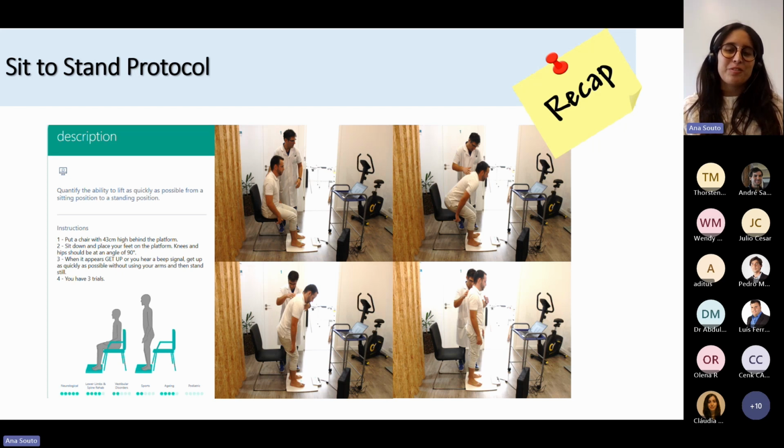So let's move to the sit-to-stand protocol. This protocol allows us to have an objective measurement of a functional movement that is very important for daily life activities. We do it every day, multiple times a day. So it's a good functional analysis, and that's why I decided to add it.